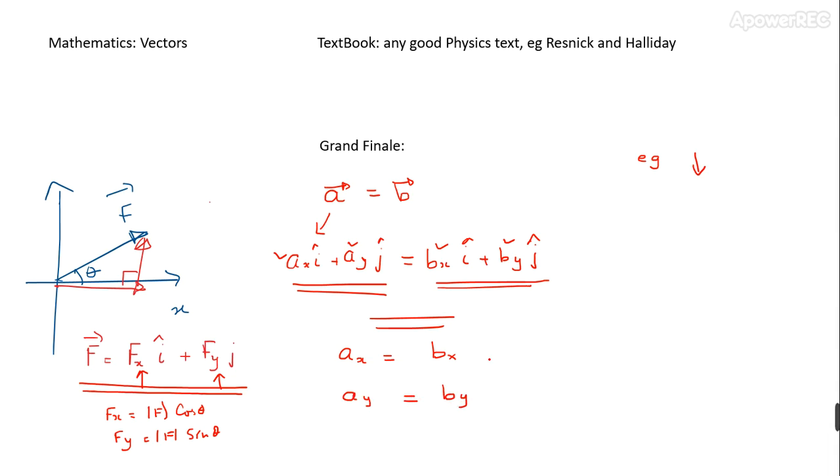Now another way of saying it is, if these two vectors are equal, they can only be equal if they are parallel to each other, that is, they're in the same direction and have the same length. What that would imply is the x components are equal and the y components are equal. That will ensure that the lengths of the vectors are equal and also the directions are equal. So this is our result.